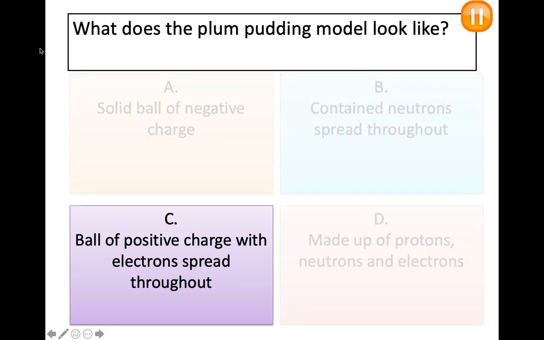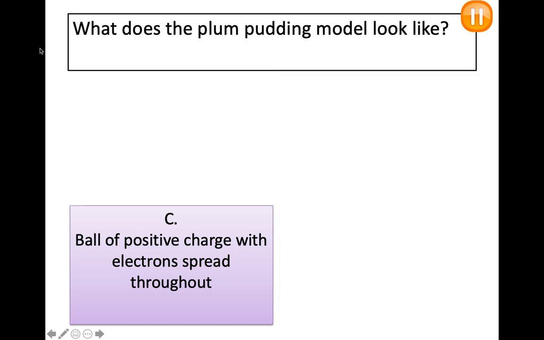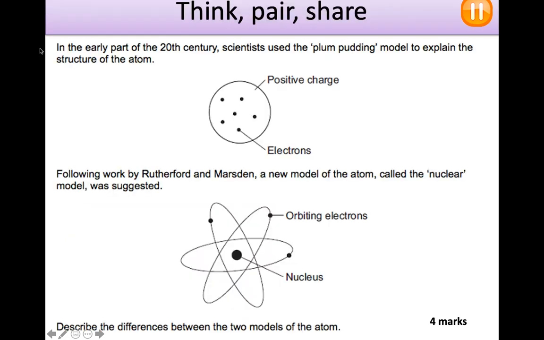Okay, so the answer is C, ball of positive charge with electrons spread throughout. Next task. Think, pair, share. So think about this on your own. Try and find someone else in your house to discuss your answers with, and then we'll go through the answers. It's a 4-mark exam question.